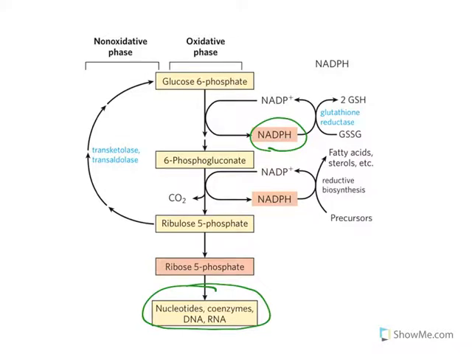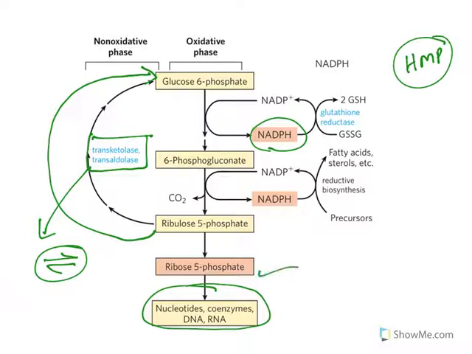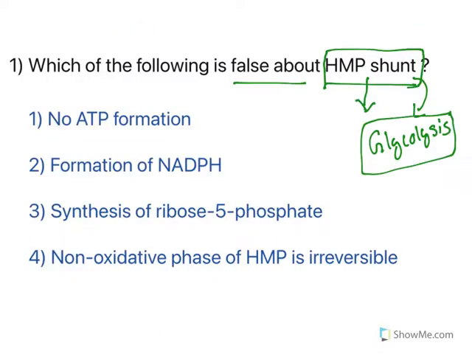Whereas in the non-oxidative phase, you can see this ribulose is again converted back to glucose 6-phosphate with the help of the enzymes transketolase and transaldolase. These two conduct reversible reactions. So the reaction is reversible. Briefly, the importance of HMP shunt is three things. One, it forms ribose 5-phosphate. Two, it forms NADPH. Third, in the non-oxidative phase, it will get back to glucose 6-phosphate when there is a requirement.